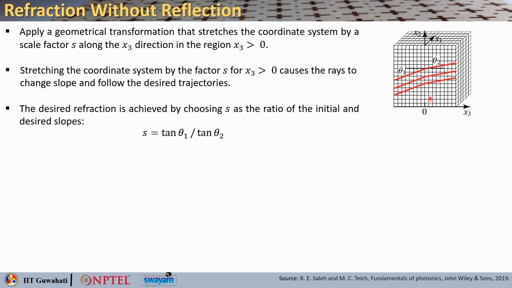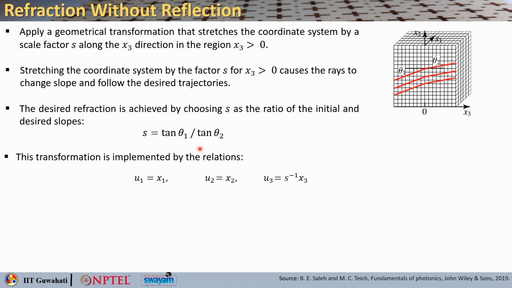Now, you will see that the desired refraction is achieved by choosing this stretching factor s, which is a ratio of the initial and the desired slope. So, s is tan theta 1 by tan theta 2. Okay. Now, what is this transformation?